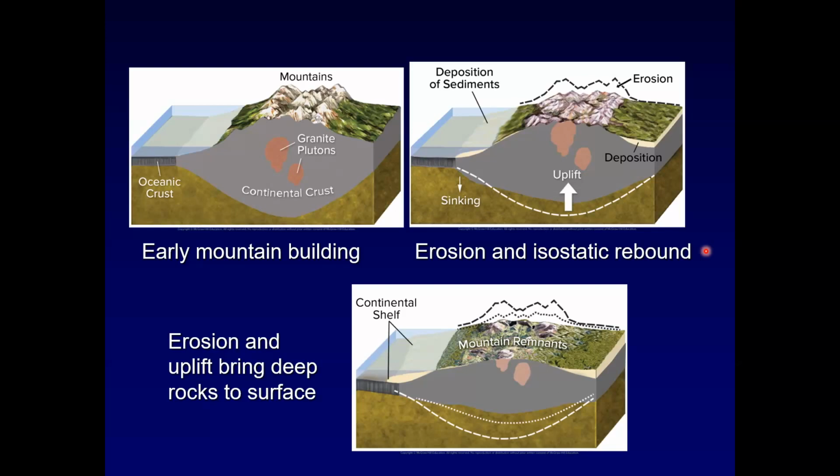And then erosion and uplift can bring deep rocks to the surface. Deep rocks are exposed at the surface, especially metamorphic and plutonic rocks. The mountain is then eroded down and the crustal root is gradually reduced in size. And the material eroded from the mountain, of course, ends up in adjacent basins. It's a source of sediment, and then it increases the thickness of those basins.